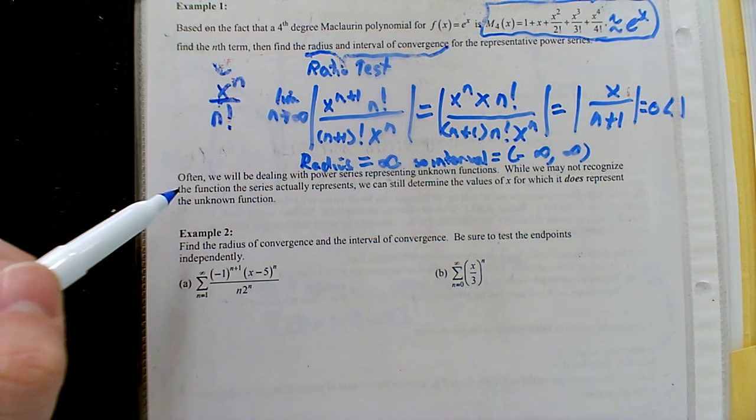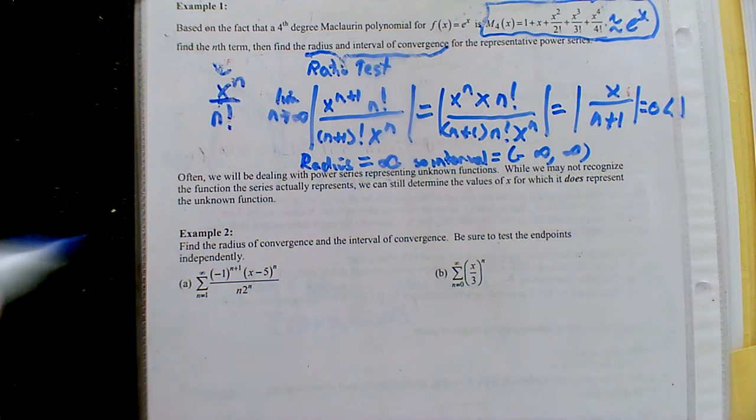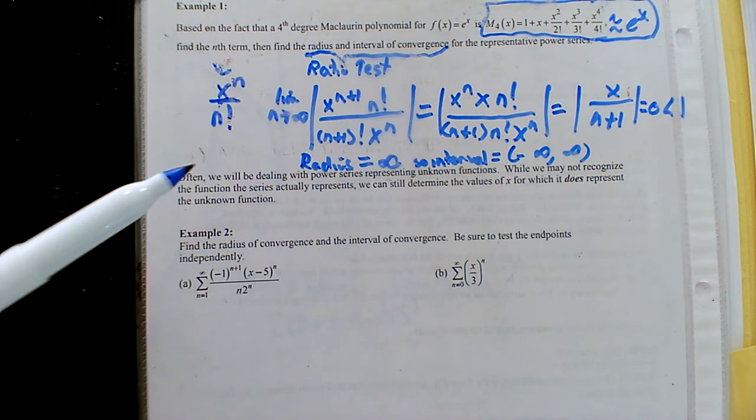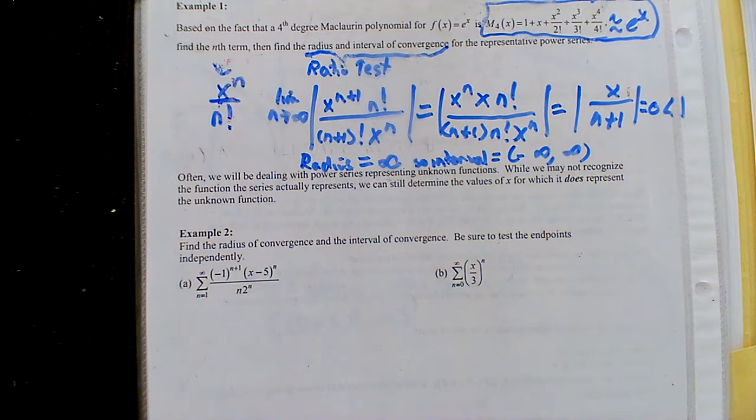Often we will be dealing with power series representing unknown functions. So that's kind of what I had mentioned before we started this. While we may not recognize the function the series actually represents, we can still determine the values of x for which it does represent the unknown function. So that's what I was talking about before we start these ones. We don't know what we're comparing to, but whatever it is compared to, we know it represents something. We just don't know what that something is that it's representing.